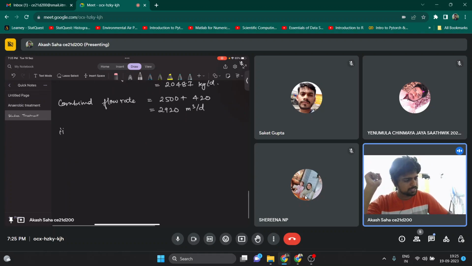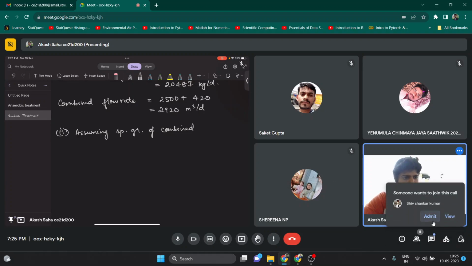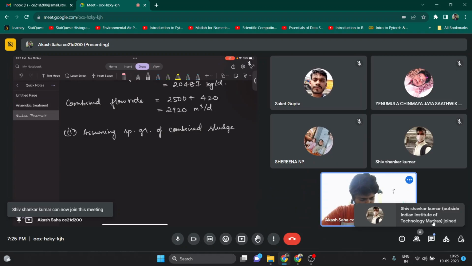Okay, so now the next part. We have to find out the percentage solids in my combined sludge, because when my primary sludge and the waste activated sludge are combined, what is the new percentage solids? So here we first assume the specific gravity of my combined sludge to be 1.02. So this is my assumption.